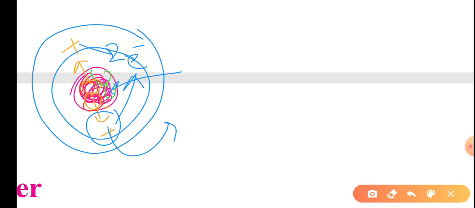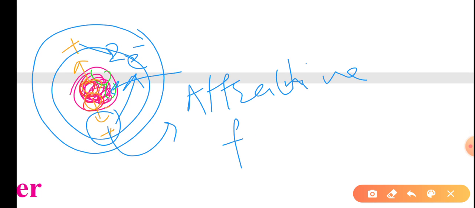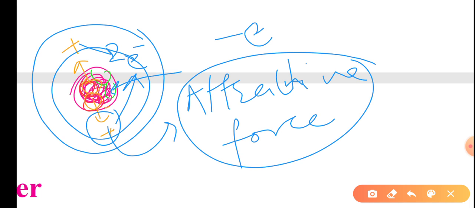The concept is clear. So the electron of any element is held by this attractive force. This attractive force, exerted by the protons that have a plus charge, is holding the electrons that have a negative charge. So what is the case in metals? Metals have a tendency to lose electrons.